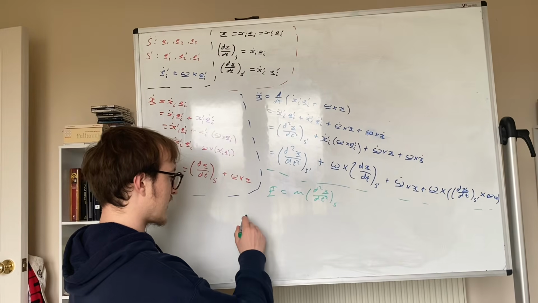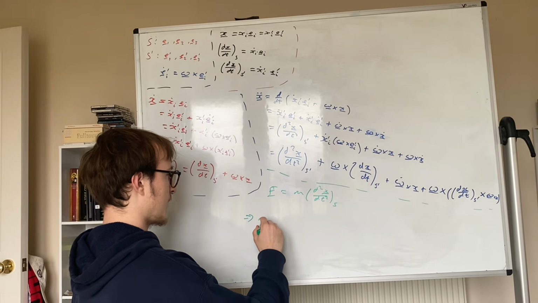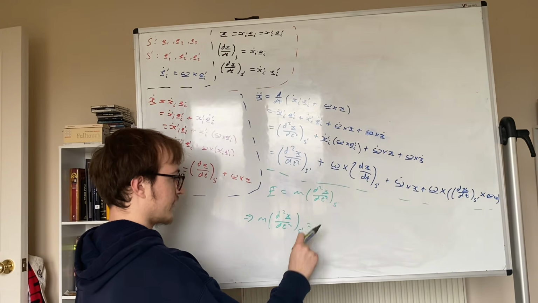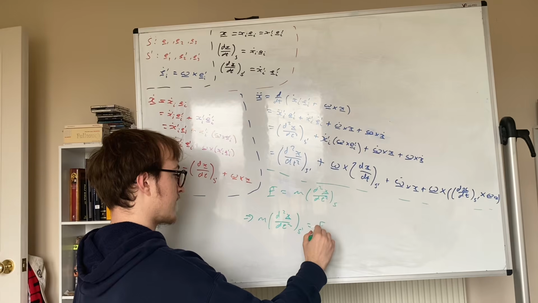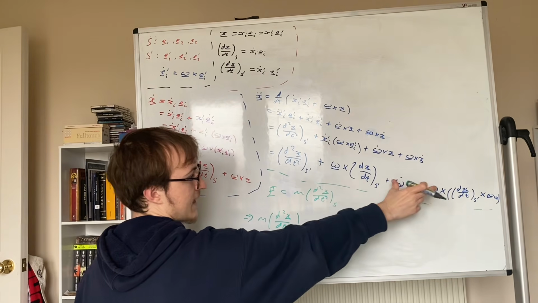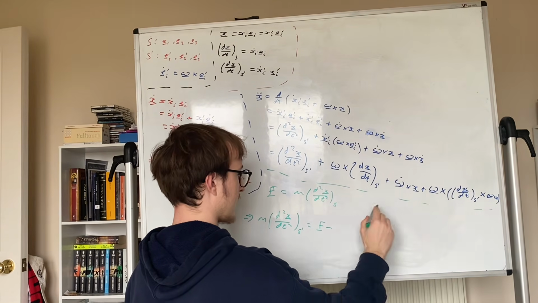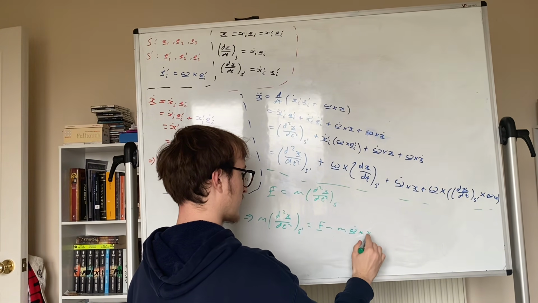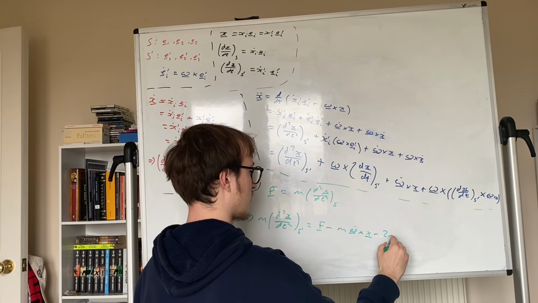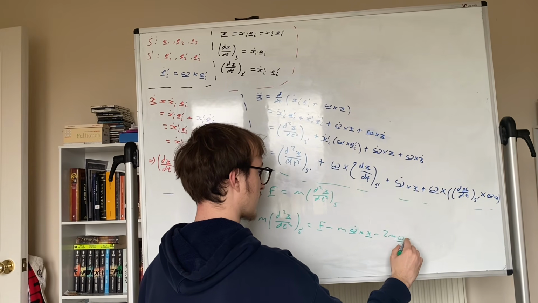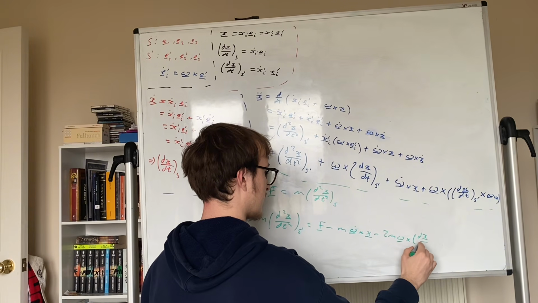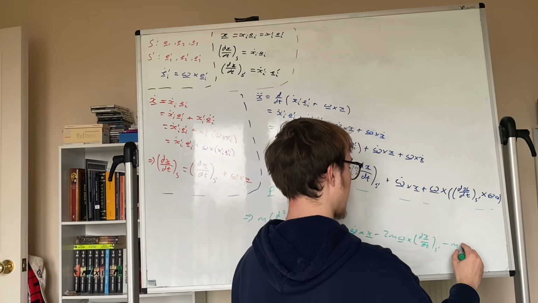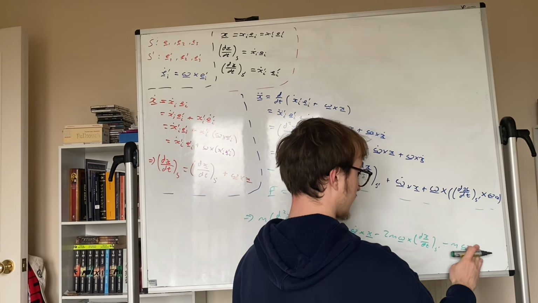And so we instead get that m times d squared x dt squared in S prime is not just F, it's rather F minus, and then m times all of this. So we have m omega dot cross x minus 2m omega cross dx dt in S prime, and then minus m omega cross omega cross x, like this, right?